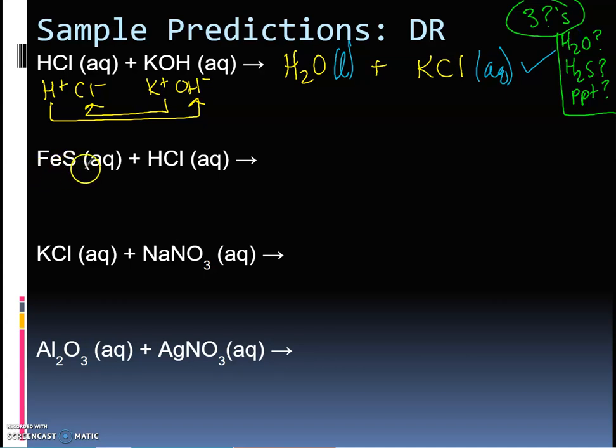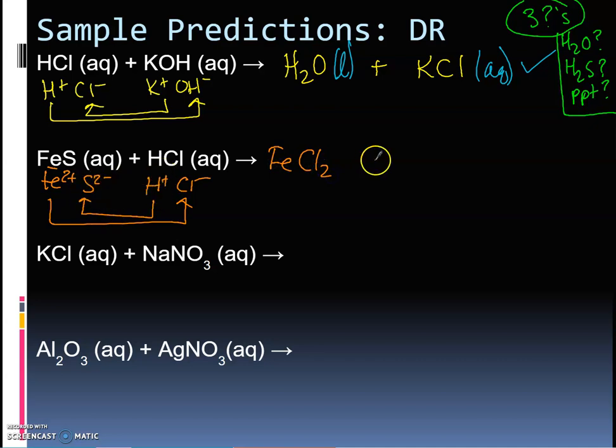Okay, FeS aqueous and HCl. Fe here is a 2 plus, S is a 2 minus, H is a plus, Cl is a minus. Outsides come together, insides come together. So Fe2 plus, Cl minus, I get FeCl2, and then H plus and S2 minus, I make H2S.